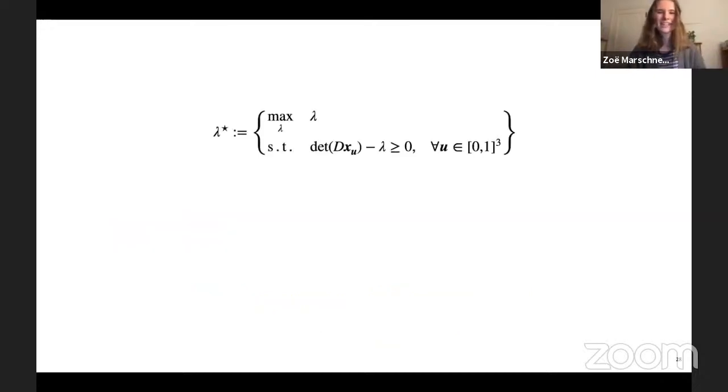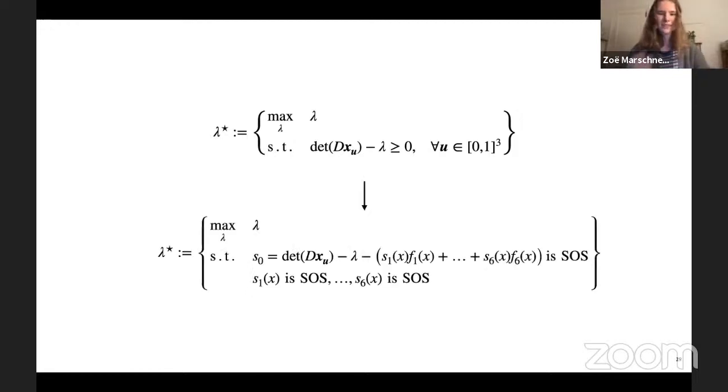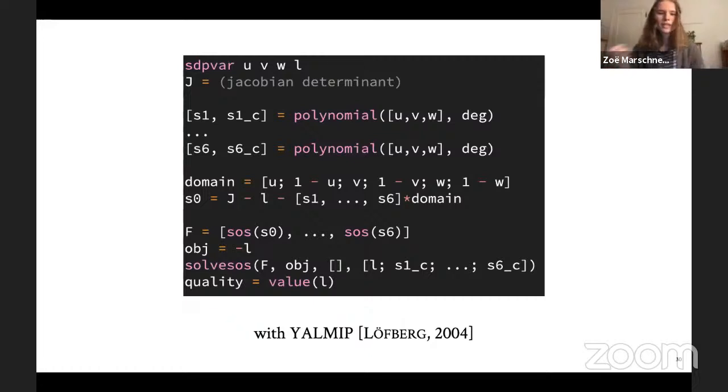All right, and so now we can just directly apply this to our problem of hex quality. And this is what the resulting problem looks like, which maybe looks a little bit complicated, but it is just applying Putinar's Positivstellensatz exactly. And we can actually translate this into code pretty easily since there are a lot of existing toolboxes for SOS and SDP problems, for example, YALMIP.